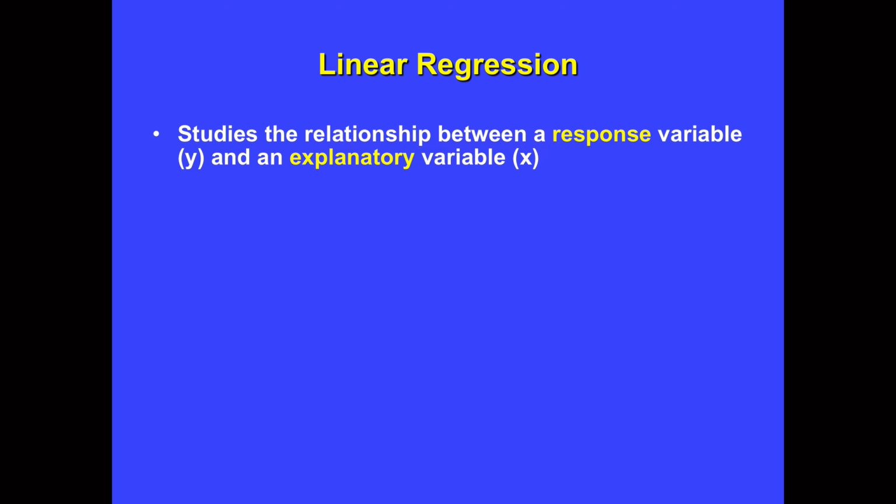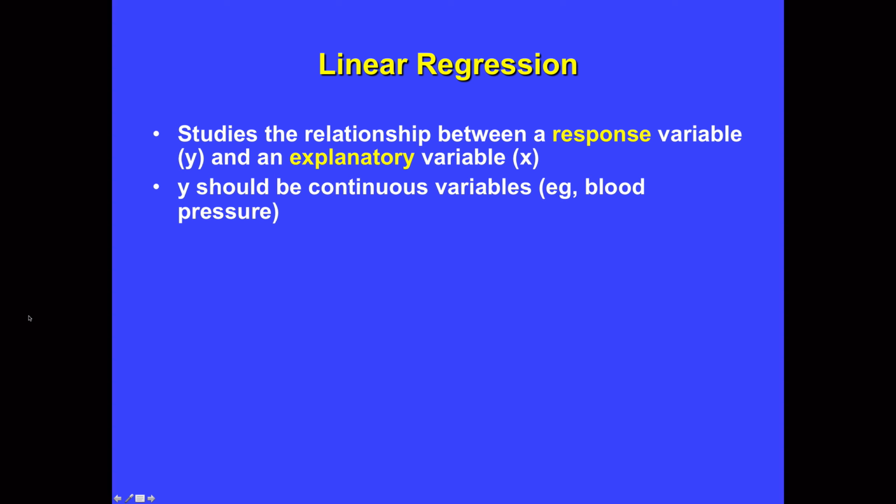Linear regression fundamentally tries to study the relationship between some response variable, usually characterized as y, and an explanatory variable, x. In epidemiological terms, we usually think of y as our outcome, or our dependent variable, and x is the explanatory variable, or oftentimes an exposure or a treatment.